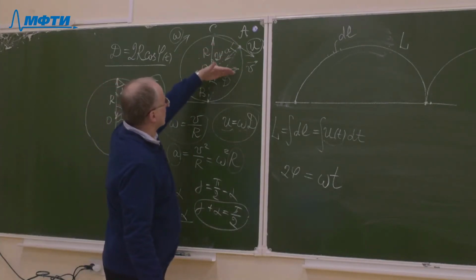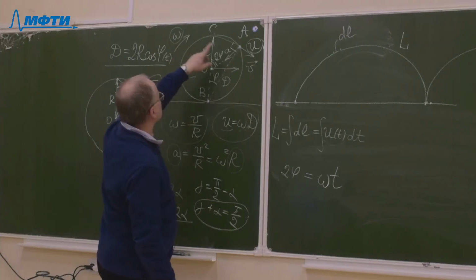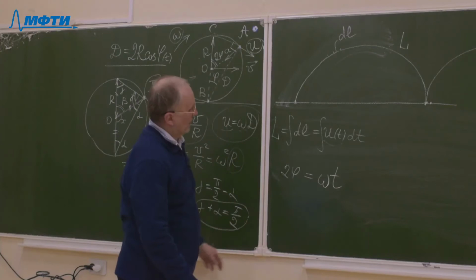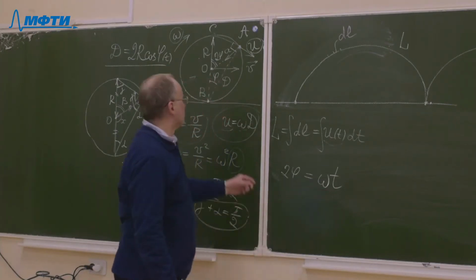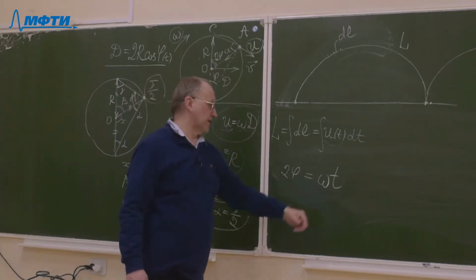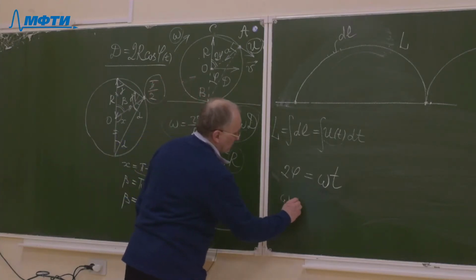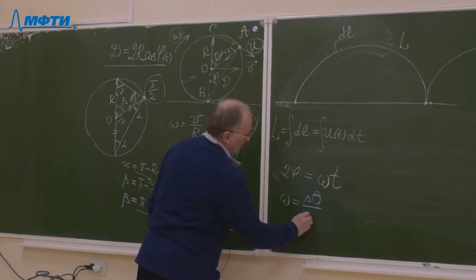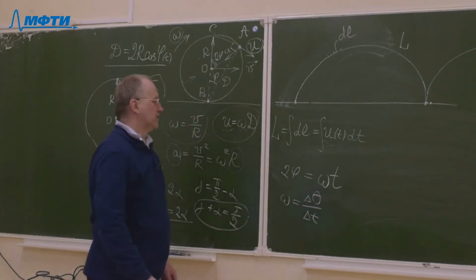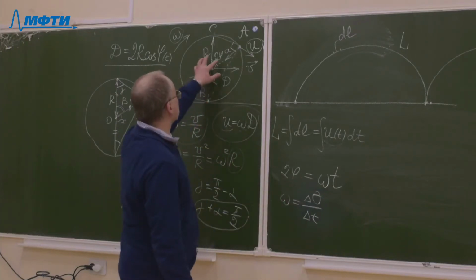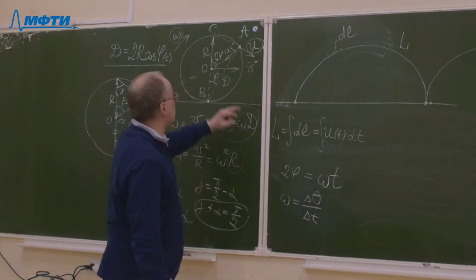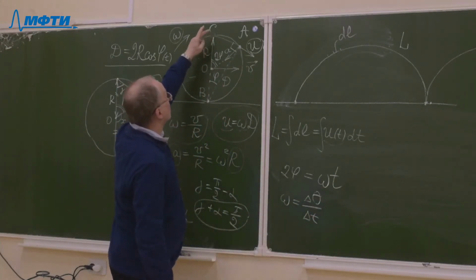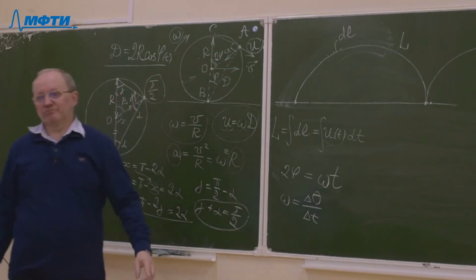It's proportional to time because the wheel rotates at such angular velocity. Angular velocity, by definition, is the coefficient of proportionality between the angle and time, because angular velocity, by definition, is delta angle divided by delta t. So that's the whole angle, and that's the time if I measure this time t from the moment when point A is at the upper point C.